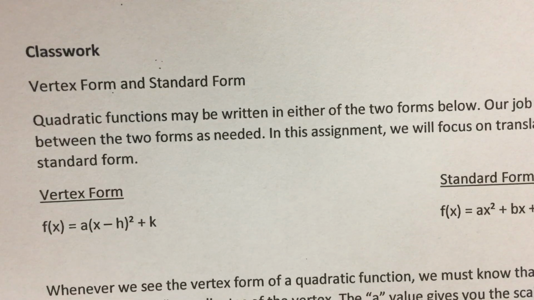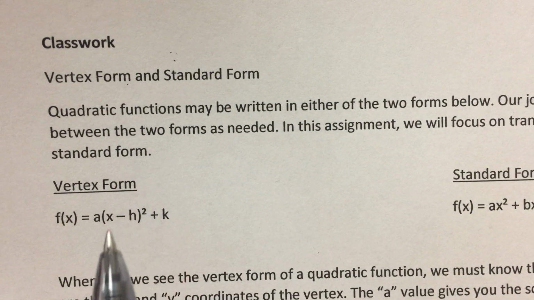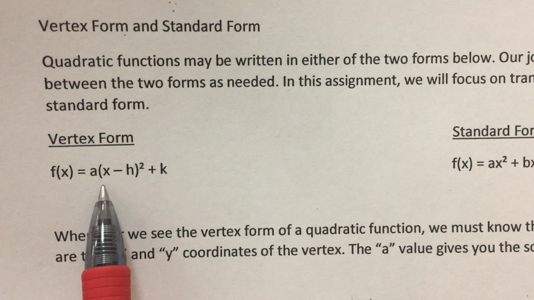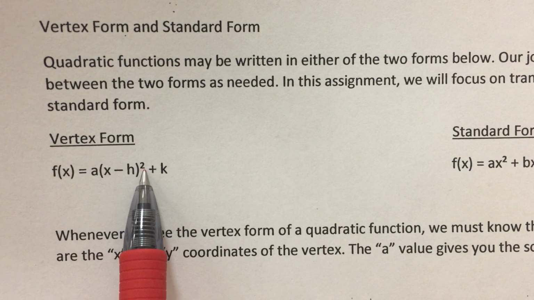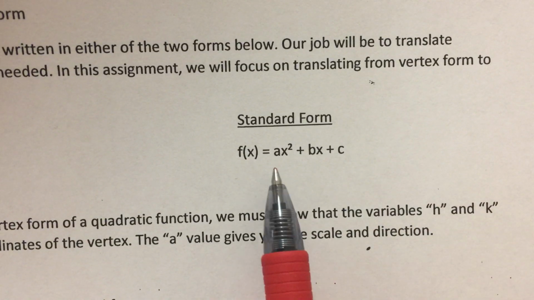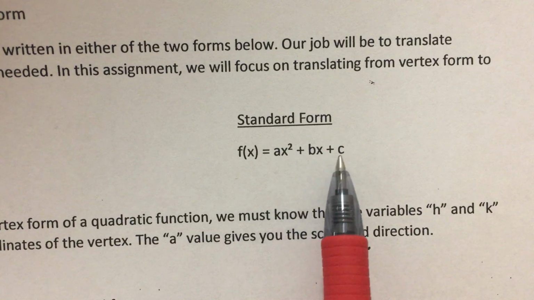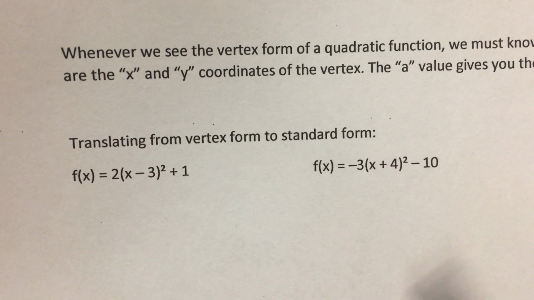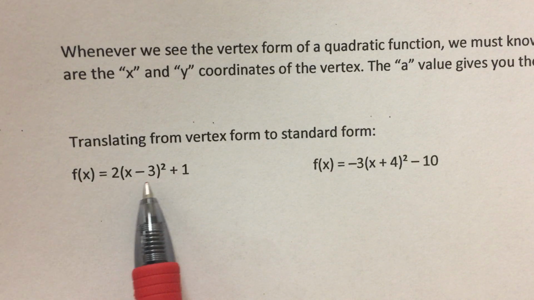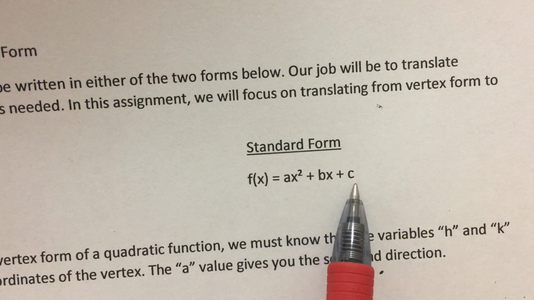Starting with this. We're going to have to know how to translate between two different forms of quadratic equations. There's something known as vertex form, which looks like this. Notice that the power of 2 is here on that parentheses. And standard form, which looks like this, has no parentheses, but we can see 3 terms in A, B, and C. And so we want to be able to take something like 2 times x minus 3 squared plus 1, which is in vertex form, and make it look like standard form.